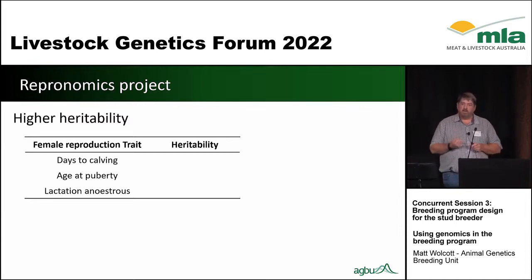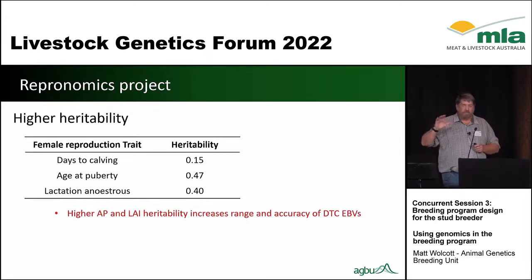I think we've had the heritability of days to calving put up in a few different presentations. As a rule, at the industry level, we are lucky to get heritability of 10%, 0.1. In the Repronomics Project, because we're measuring things with so much precision, that's a little bit higher. It's up around 0.15. But the really important component of this is that age at puberty and lactation and estrus are both orders of magnitude more heritable. So, better than double the heritability of days to calving on its very best day. And that just gives us lots more opportunity to spread those EBVs out and improve their accuracy.